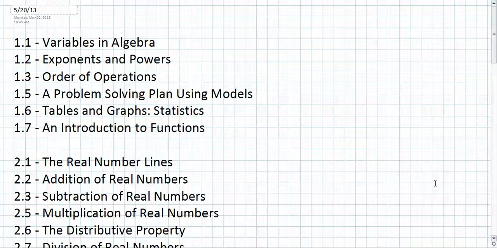How comfortable are you working with variables? What do you think? Yes. What's a variable? X. That is one variable. What is a variable? It's a replacement for a number, and usually it's a letter.